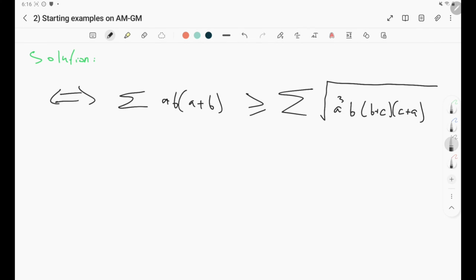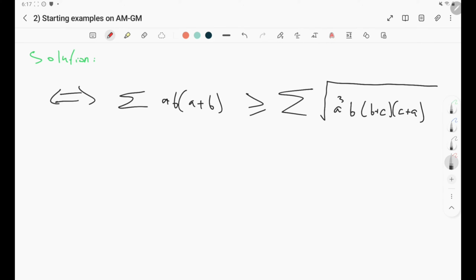Okay, so now let's look at the question. You can see that the LHS is really super nice. It's not complicated. It's simply sigma AB times (A plus B). But the main deal is here. This is the real deal, the problem, because we've got a root and A cubed B, which is really not fun at all.